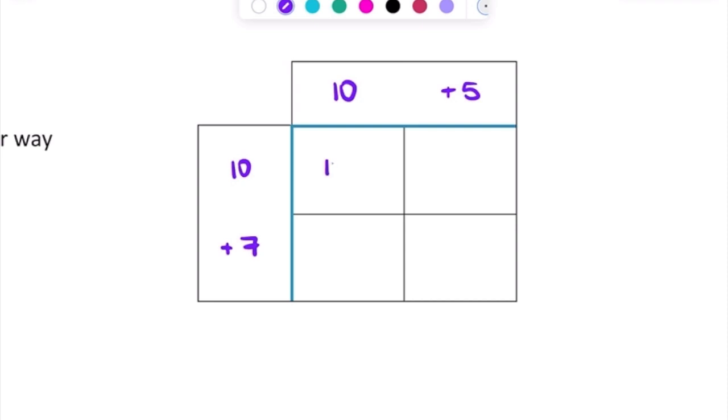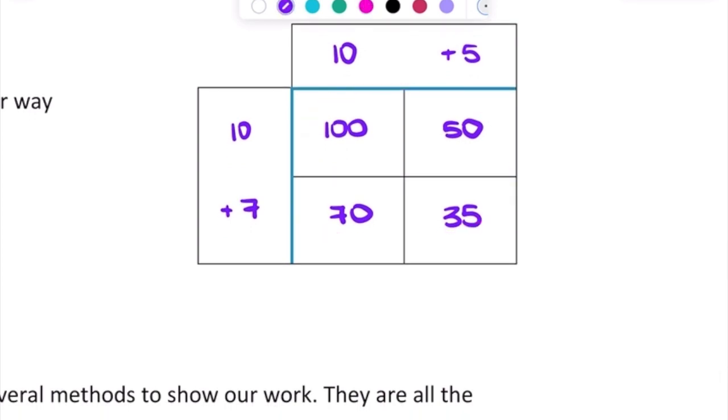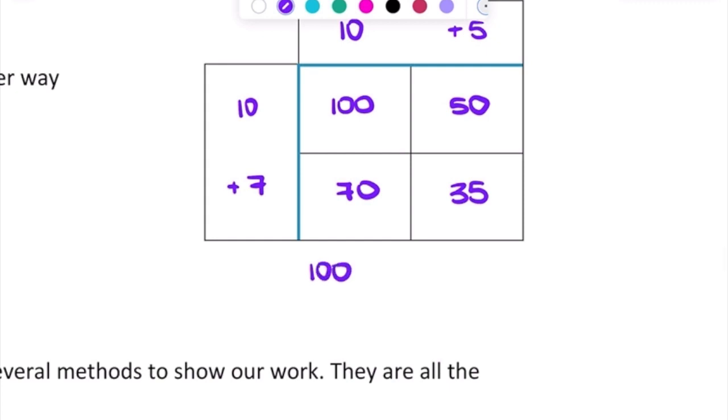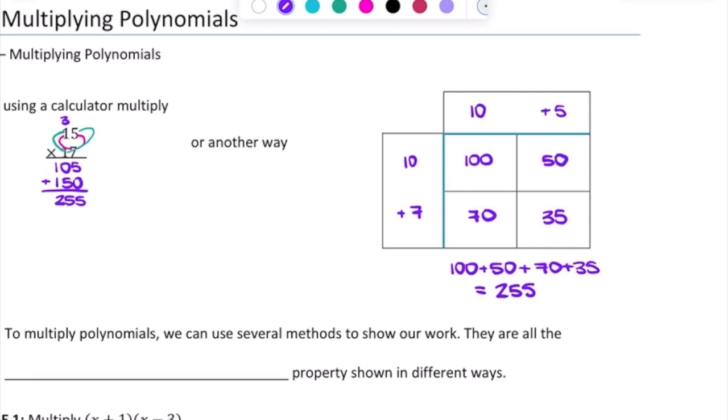I know that 10 times 10 is 100. Moving across in this direction, 10 times 5 is 50. 10 times 7, 70. And 7 times 5 is 35. Now these 4 products, I'm going to add them together. 100 plus 50 plus 70 plus 35. And I get the same thing. 100 and 50 give me 150. 70 and 35 give me 105. And I get 255 as an answer. Hey, that's the same thing as we did here.